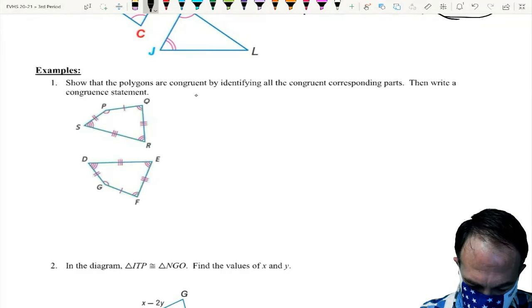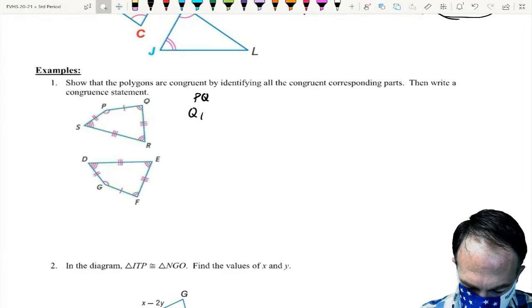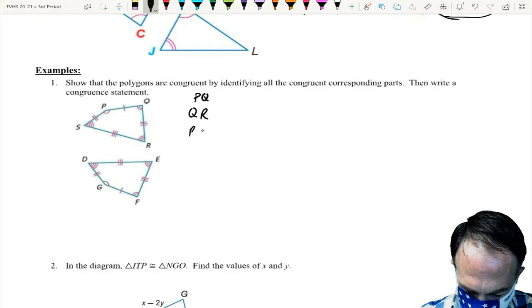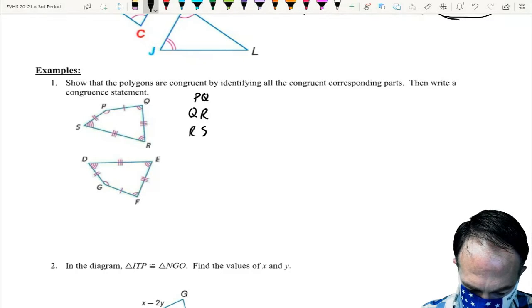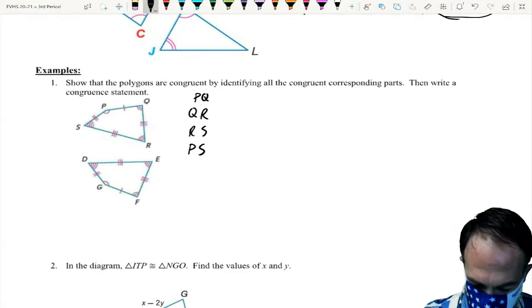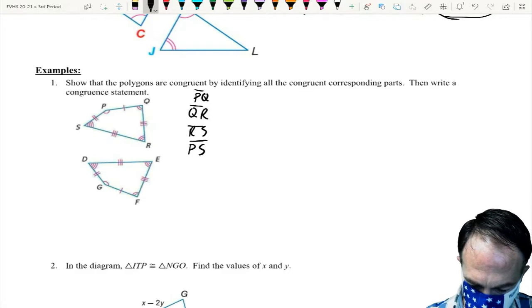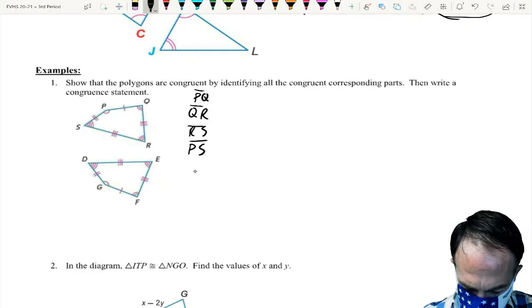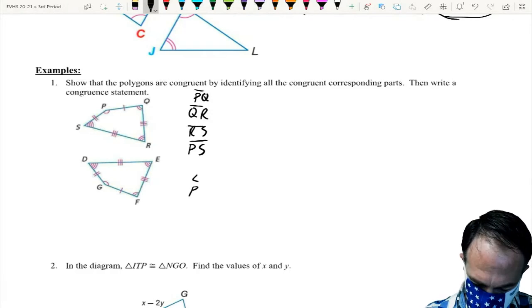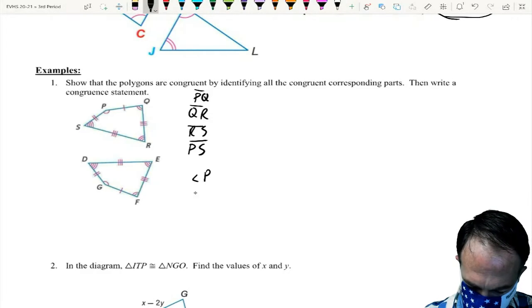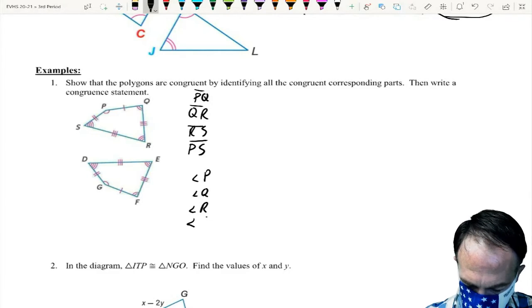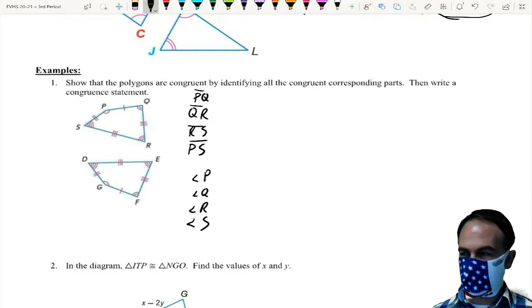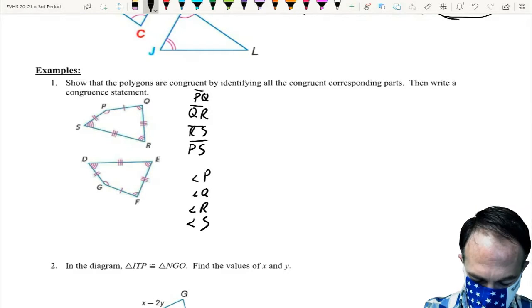All of my different sides are PQ, QR, RS, and then PS. My angles are angle P, angle Q, angle R, and angle S. Those are all from that top quadrilateral.